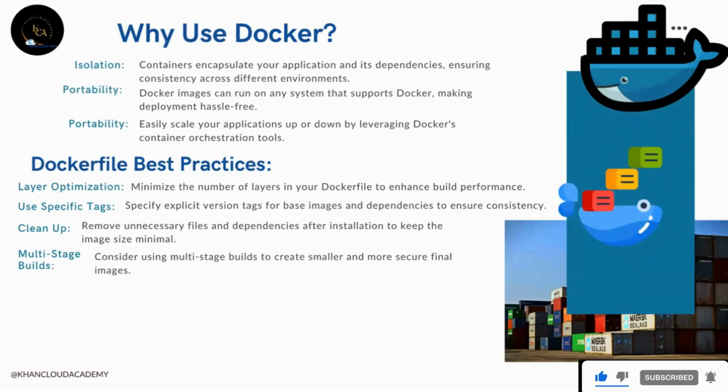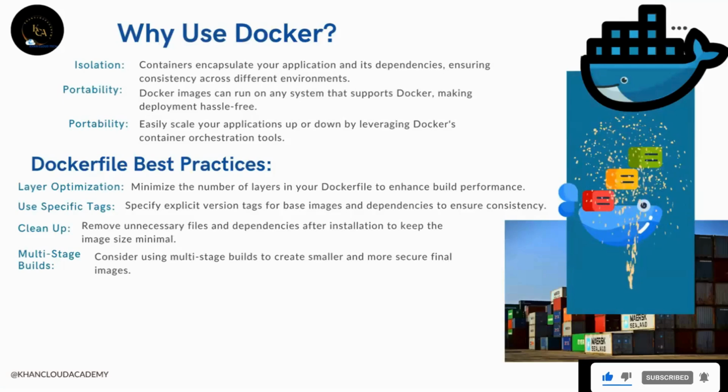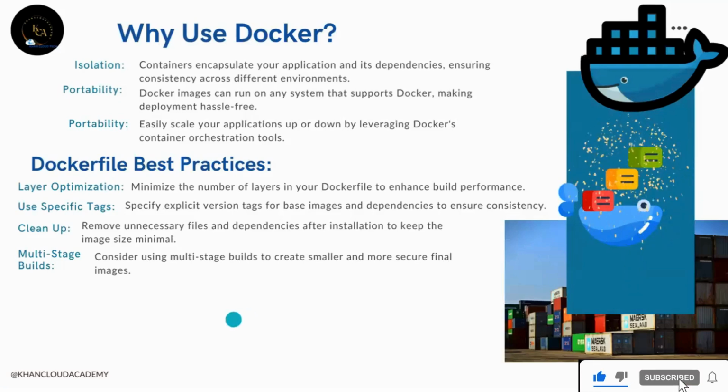Not today. So Dockerfile best practices. Layer optimization: minimize the number of layers in your Dockerfile to enhance build performance. Use specific tags: specify explicit version tags for the base images and dependencies to ensure consistency. Clean up: remove unnecessary files and dependencies after installation to keep the image size minimal, right? And what about multi-stage builds? Consider using multi-stage builds to create smaller and more secure final images. So whatever you're going to customize in your containers, that's why we use a Dockerfile, right?